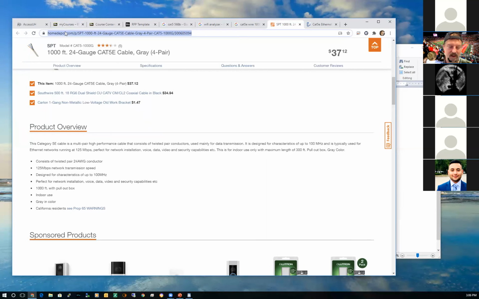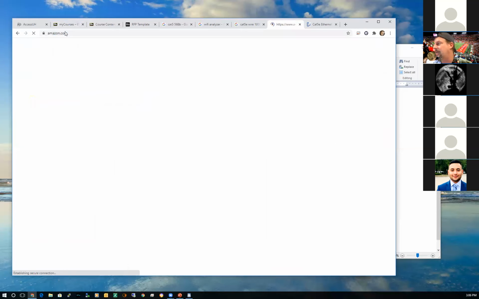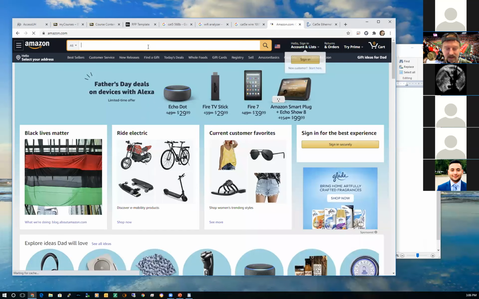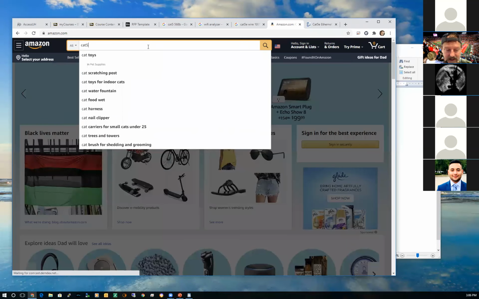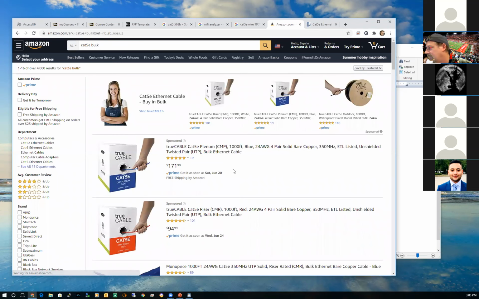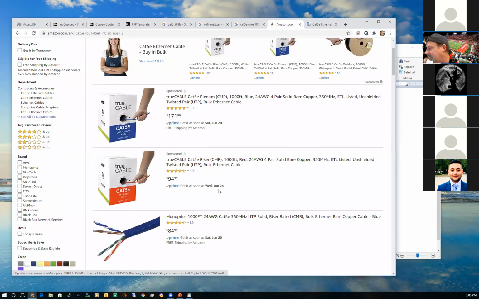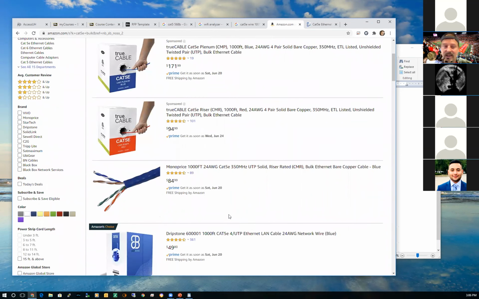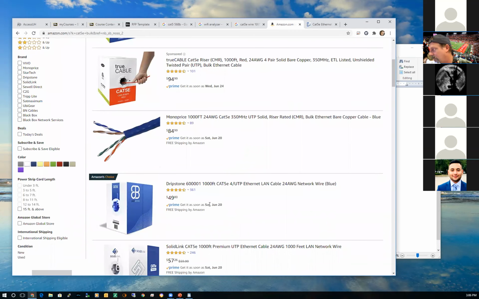Let's look at Amazon.com. Home Depot has probably incorrect or invalid information. Cat 5e bulk cable. So it ranges wildly. This is a good number to look at, that megahertz rating: 350 megahertz, 500 megahertz, 600 megahertz. If it's 600 megahertz, that's Cat 6A or Cat 6E wiring. You can get 10 gigabit per second through that.